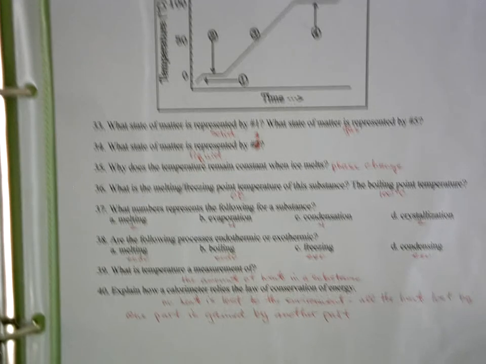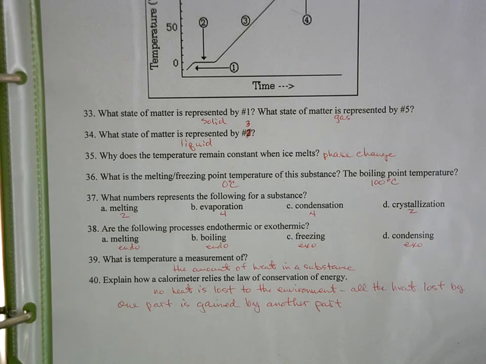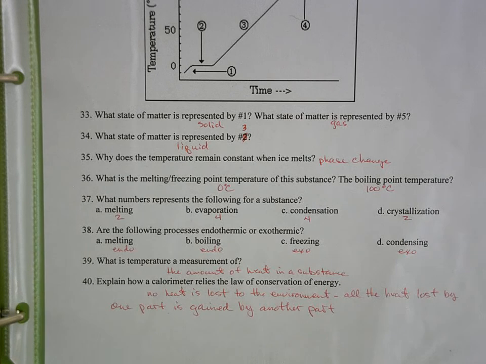That's why in 36 we have melting and freezing. Boiling and condensing would be at 100. So 37, melting, evaporating is 4, condensing is 4, crystallizing would also be at 2.